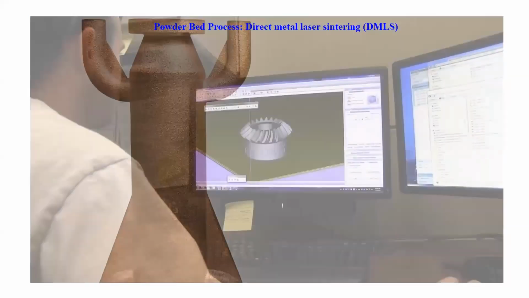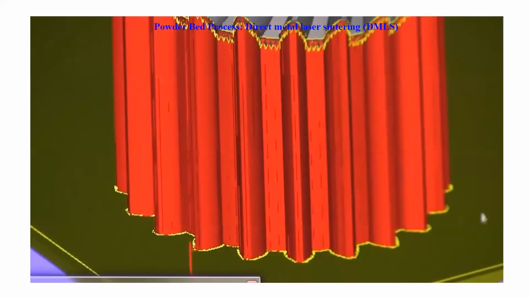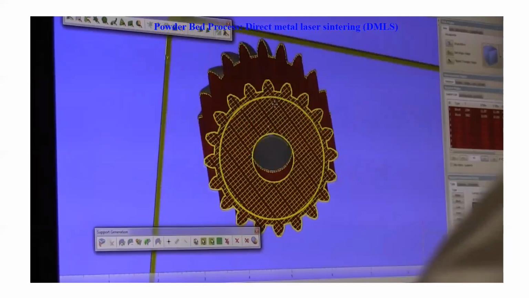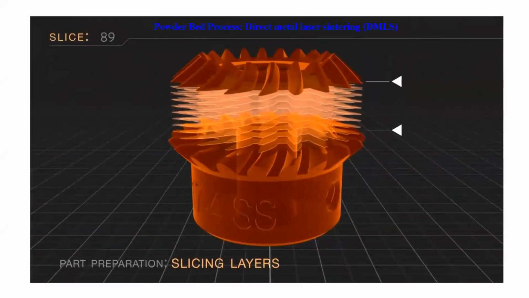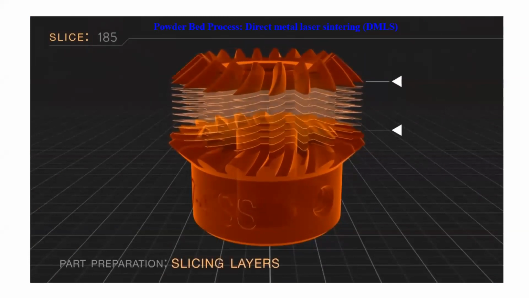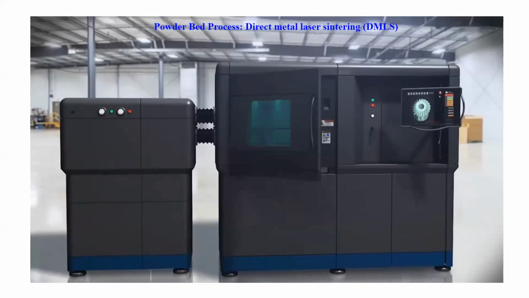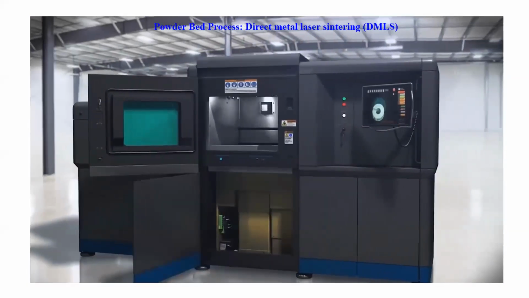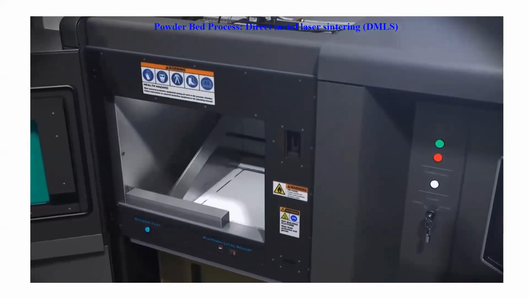The DMLS process begins in the same fashion as other layer additive manufacturing technologies. A program takes 3D CAD data and mathematically slices it into 2D cross-sections. Each of these sections will act as a blueprint, telling the DMLS machine exactly where to sinter the metal material. The data is then transferred to the DMLS equipment.